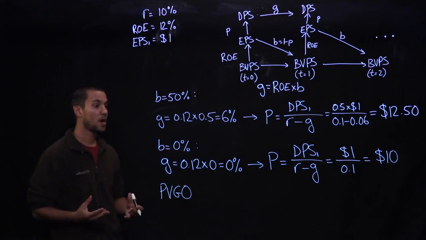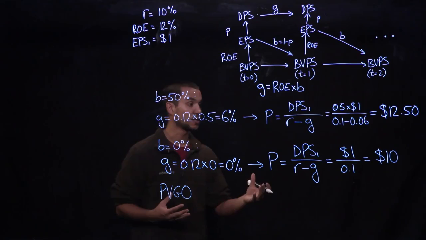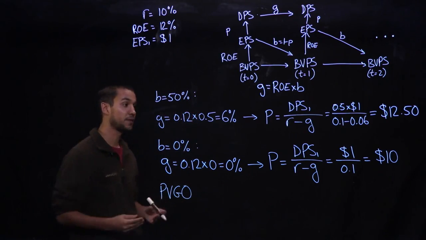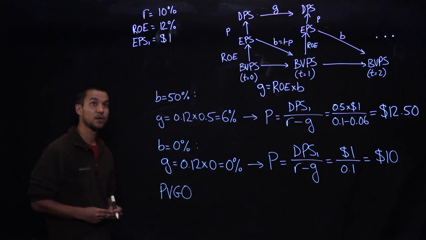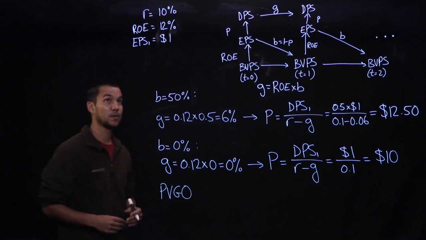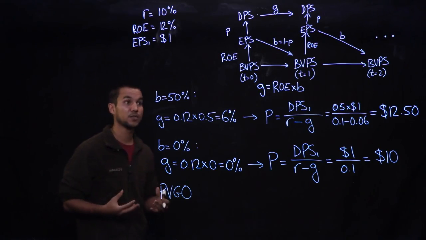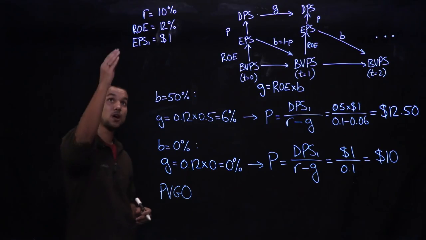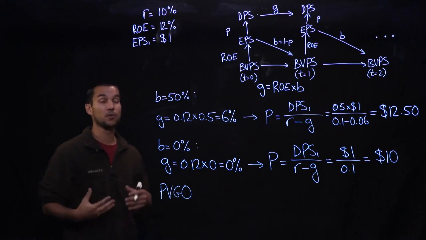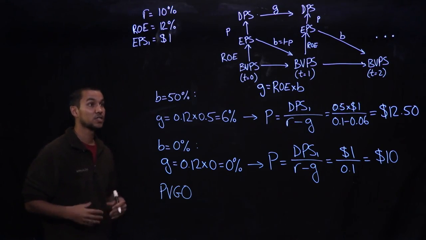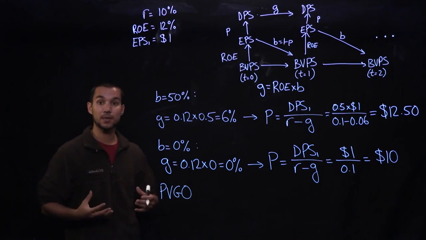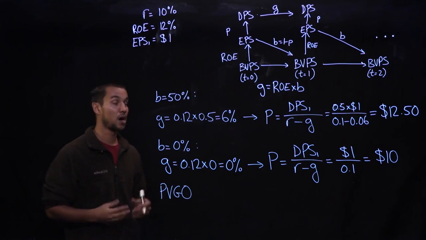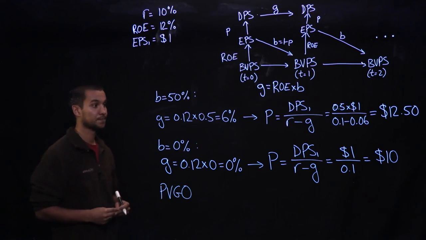So intuitively, why did the price of this company increase when the plowback ratio increased from 0% to 50%? Well, if you look at it, the return on equity of this company is 12%. And this is a measure of how efficiently the company is generating profits for its shareholders. And this ROE is greater than its cost of capital, which is 10%. And so shareholders will be more than happy if this company retains some of its earnings and plows it back into these very profitable operations and opportunities.